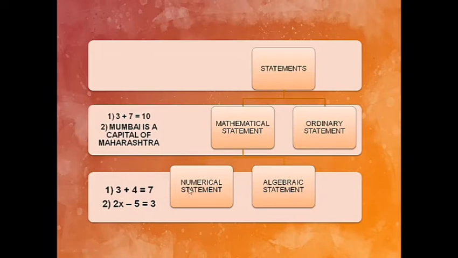The example given for the numerical statement is 3 plus 4 equals 7. Here you can see that only numbers are used in this statement. That's why we call it a numerical statement. But the second example given is 2x minus 5 equals 3. Here numbers are used as well as variables. What are variables? Variables means the alphabet. Here we have used the alphabet x. That's why it is called an algebraic statement.